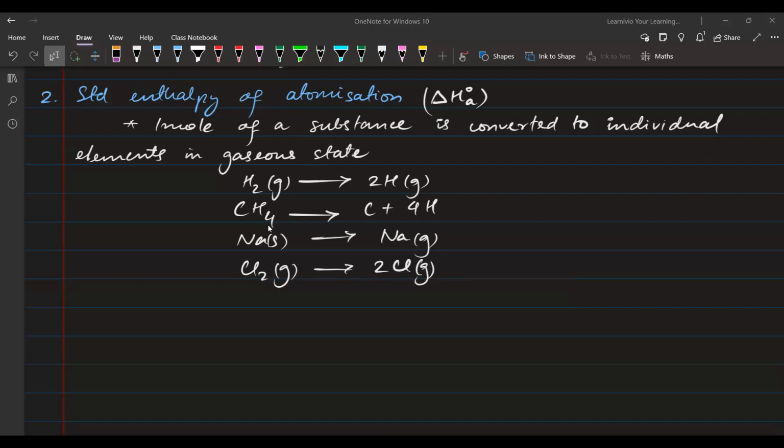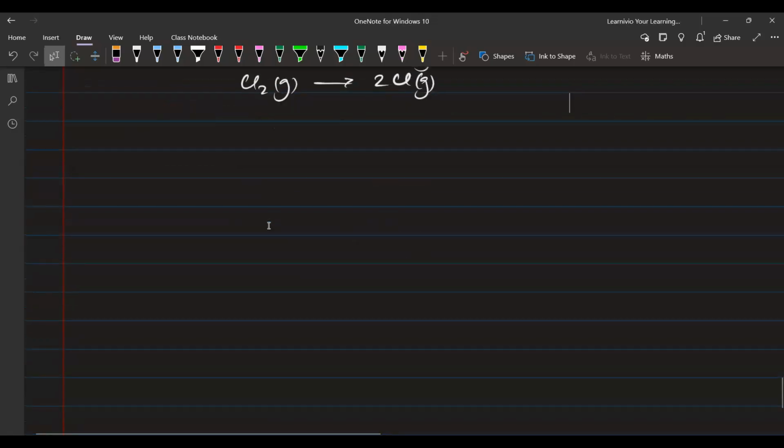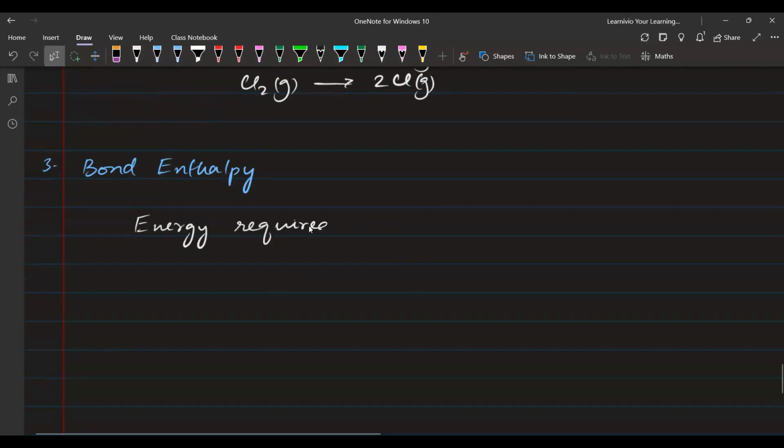Waiting for Zainab. Third, write bond enthalpy. Right here, bond enthalpy, please write along. Energy required to break 1 mole of a particular type of bond.